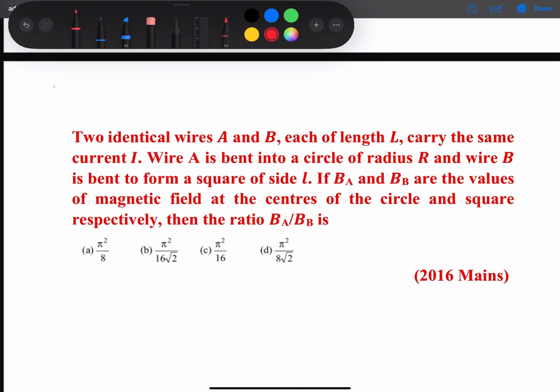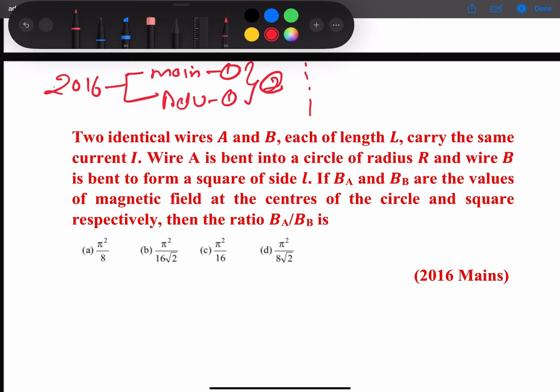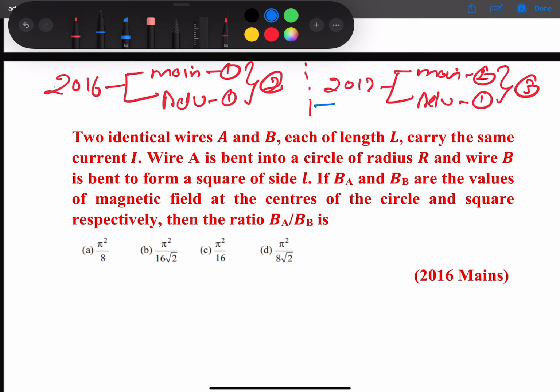Hello friends, so today we are going to solve questions that were asked in the year 2016. For 2016, one question is from mains and one question is from advanced, so total there are two questions. And from the year 2017 we have two questions from mains and one question from advanced, so total it is three. So total there are 5 questions.